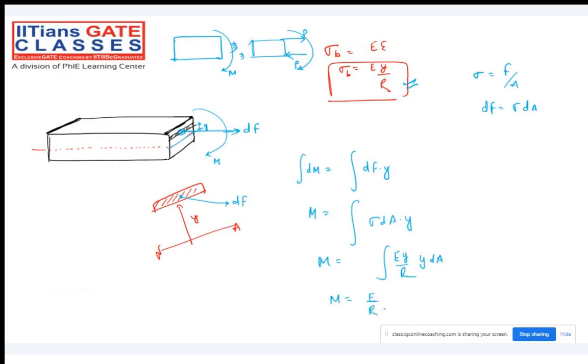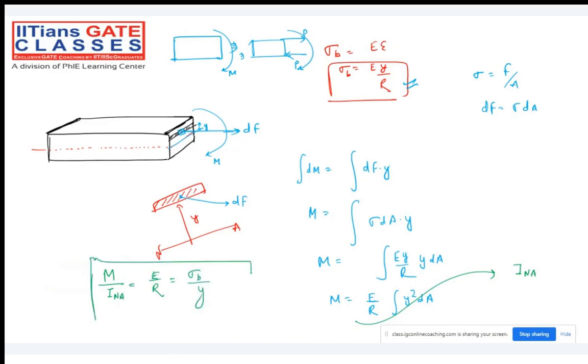From engineering mechanics, can anyone in the class tell me what is the y square into dA? It is I about the neutral axis. So M by I neutral axis is equal to E by R, and E by R we know is sigma b by y. And welcome to the bending equation. That is the proof. Make a note of it.